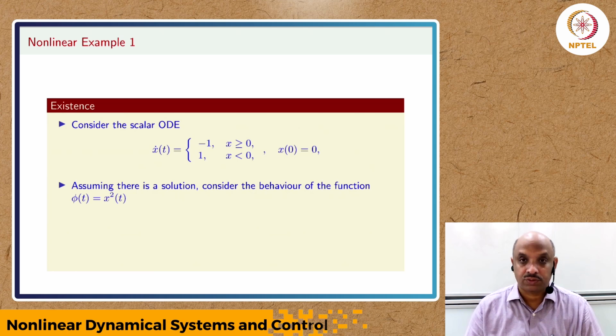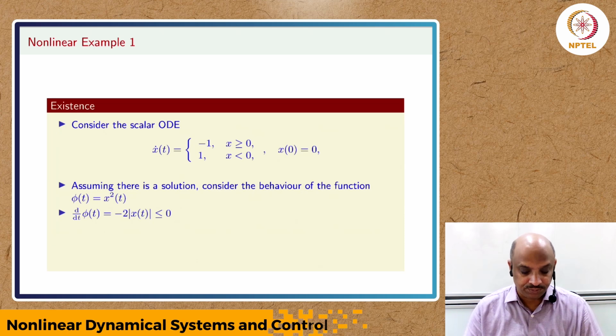Phi of t is equal to the square of x of t, where x of t is some solution. We don't know what that solution is. And we conclude that by taking the time derivative of this phi of t, which is basically -2 times x dot, but x dot is this -1 or +1, and then you will get essentially d by dt of phi of t is equal to -2 times the absolute value of x of t, which is always less than or equal to 0, and of course anywhere other than 0 it is actually strictly negative.